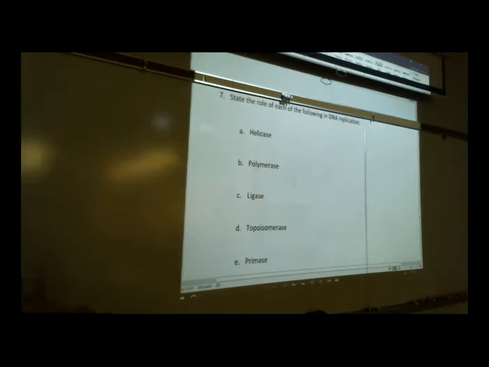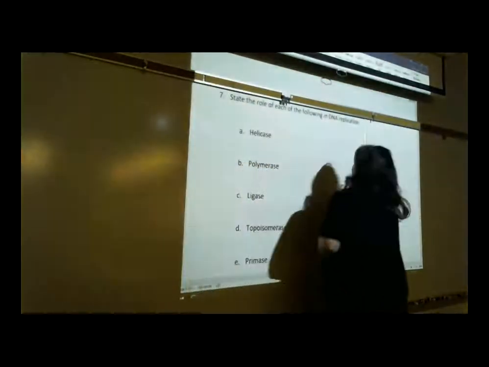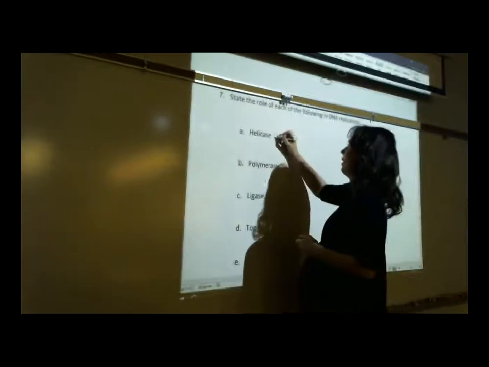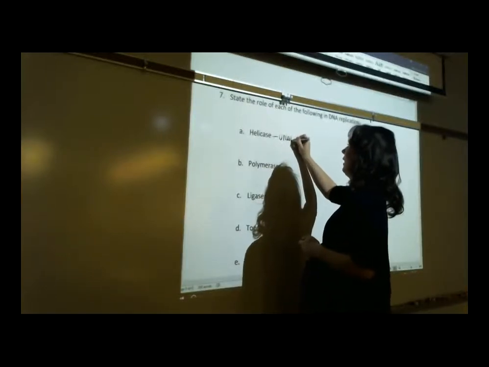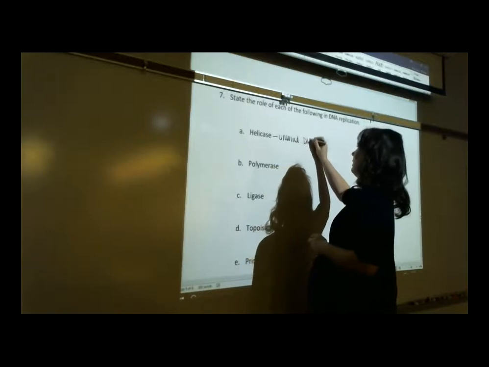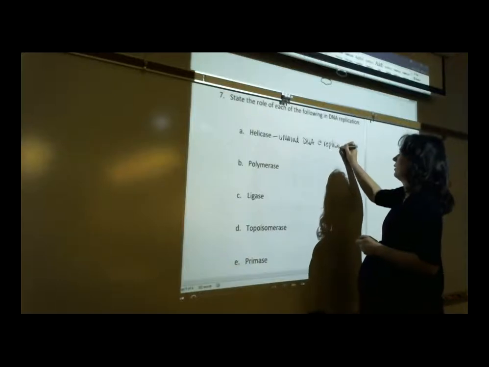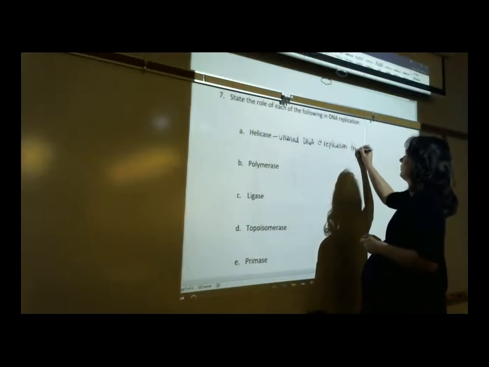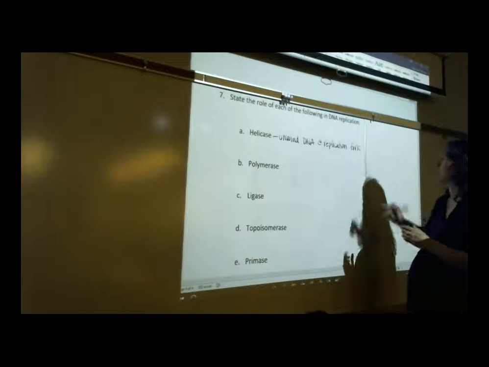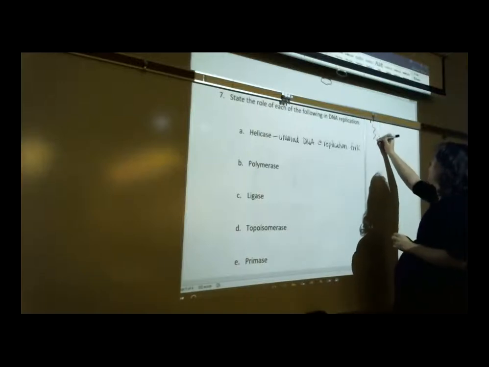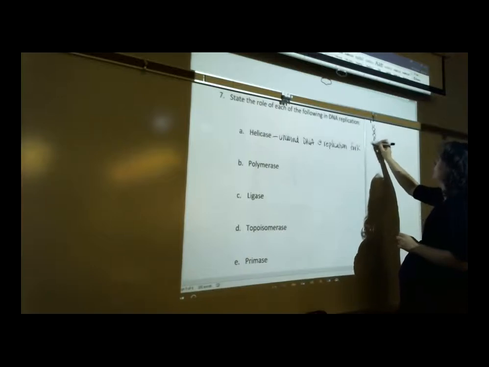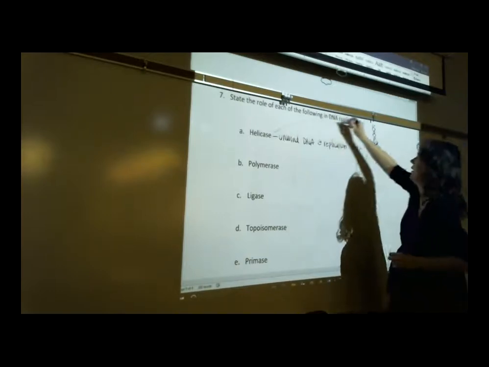So, helicase, what is its job? Its job is to unwind the DNA at the replication fork. And there can be multiple replication forks going on at one time, right? If there's the DNA, you have a helicase sitting here unwinding it. There's the replication fork, and then there would be the helicase.